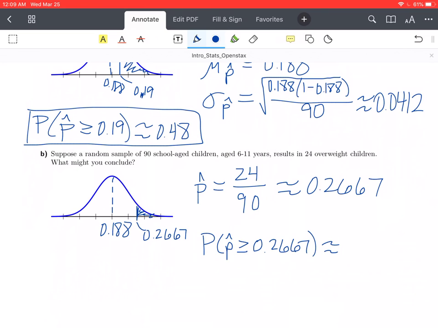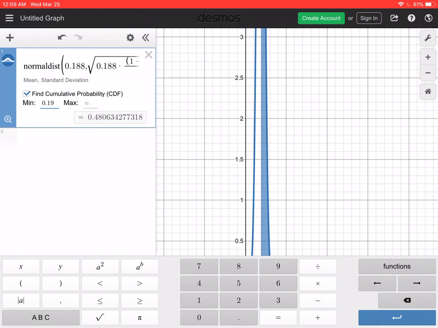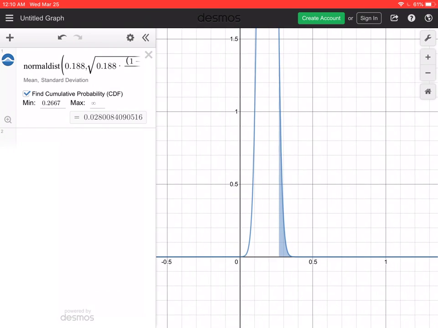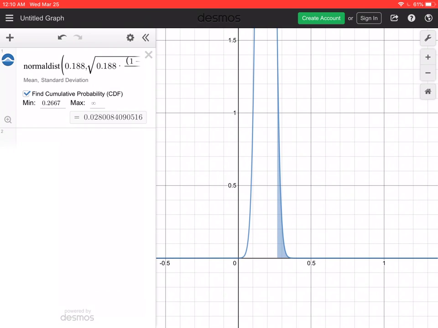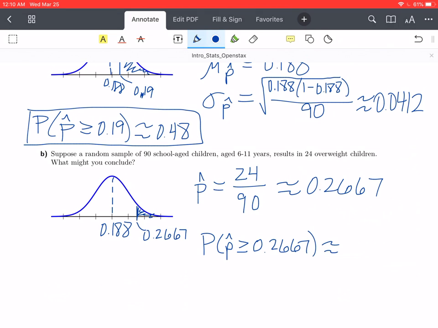So let's go ahead and find what that is. Lucky for us, it's the same normal curve. So let's go ahead and just put our new number in here. 0.2667. So you can see a much smaller portion of the area here. So that's 0.028 approximately.